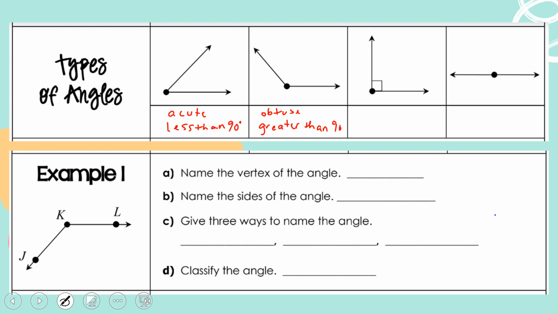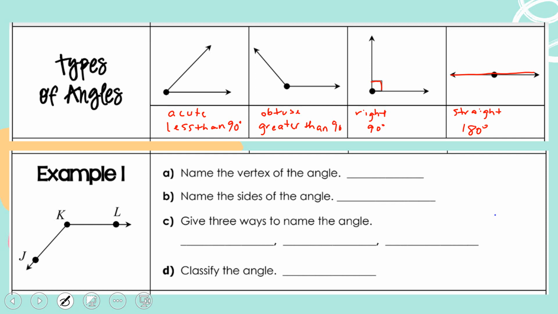And then you have a right angle, which is exactly 90. And you know a right angle by this little box. It's always a right angle. And then you have a straight angle, and that is exactly 180 degrees.